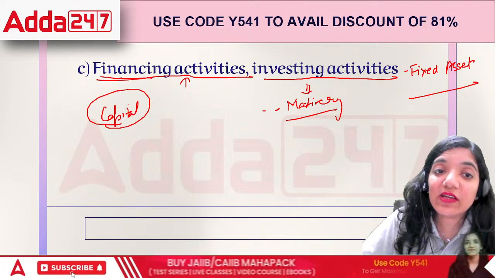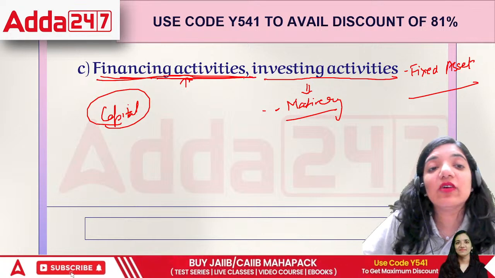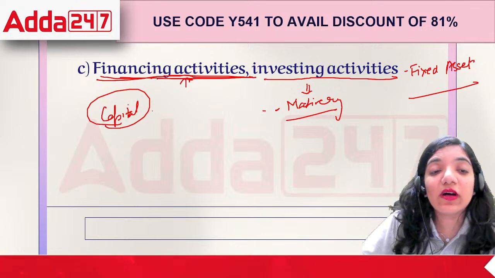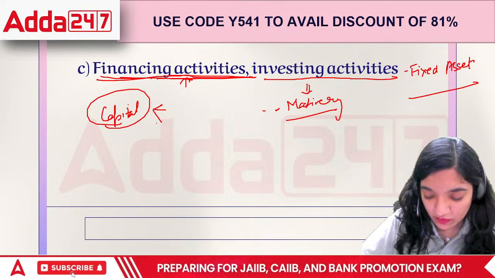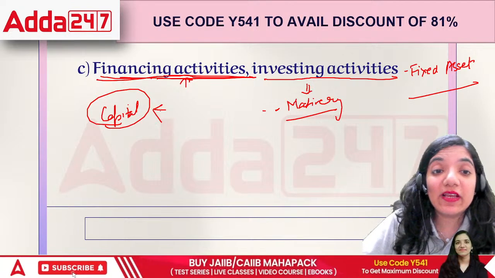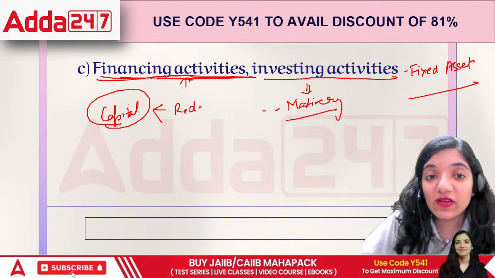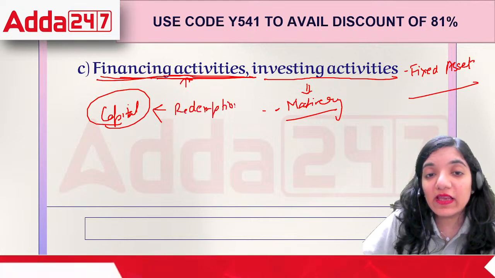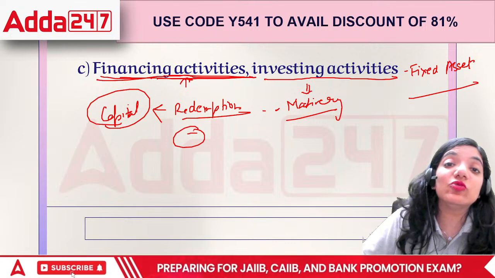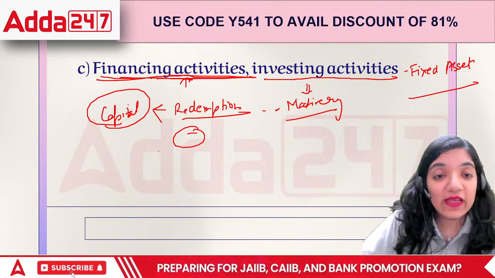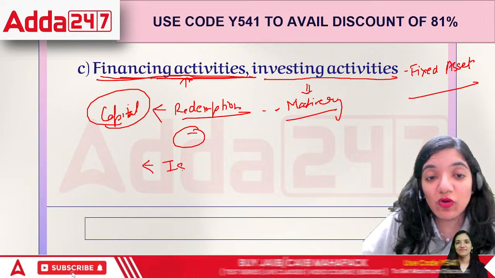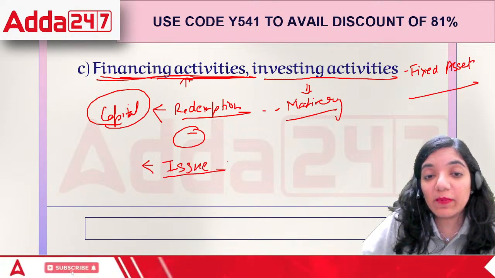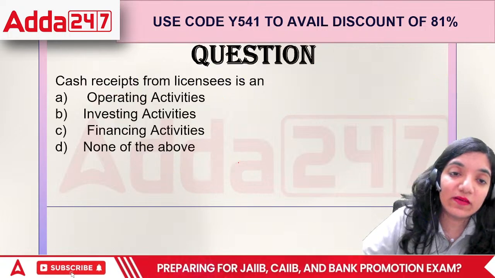So financing activities are basically those activities which are related to the capital. In terms of capital, how do we look at it? If there is a redemption or you pay back any loan, it's minus because you lose money. And if you gain money, that is something that we define as issue of capital. When you issue more capital, it would be added.